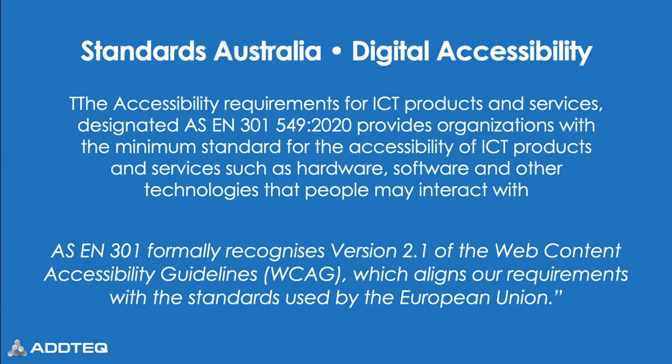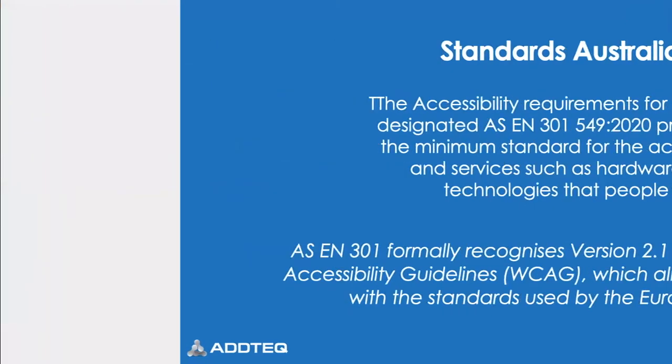The Accessibility Requirements for ICT Products and Services, designated AS EN 301 549:2020, provides organizations with the minimum standard for the accessibility of ICT products and services, such as hardware, software, and other technologies that people may interact with, such as kiosks. It also formally recognizes version 2.1 of the Web Content Accessibility Guidelines, which now aligns these requirements with the standards used by the European Union.